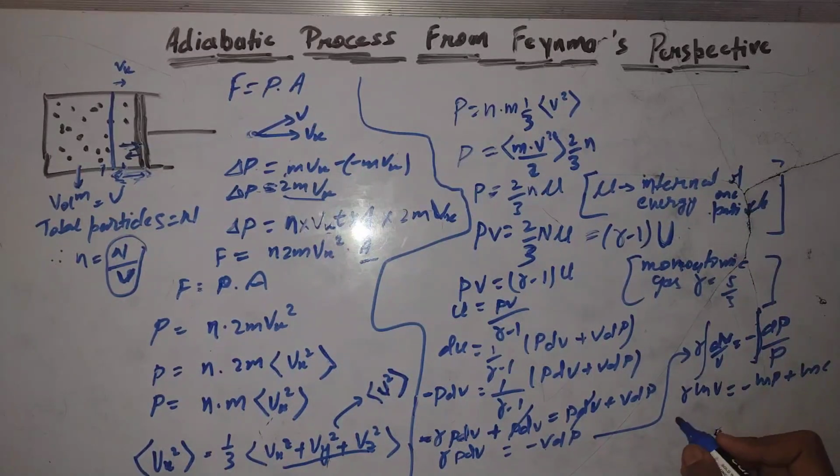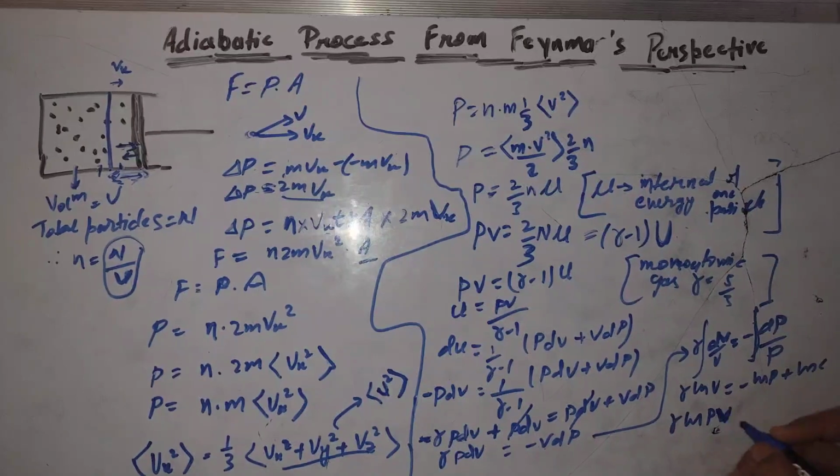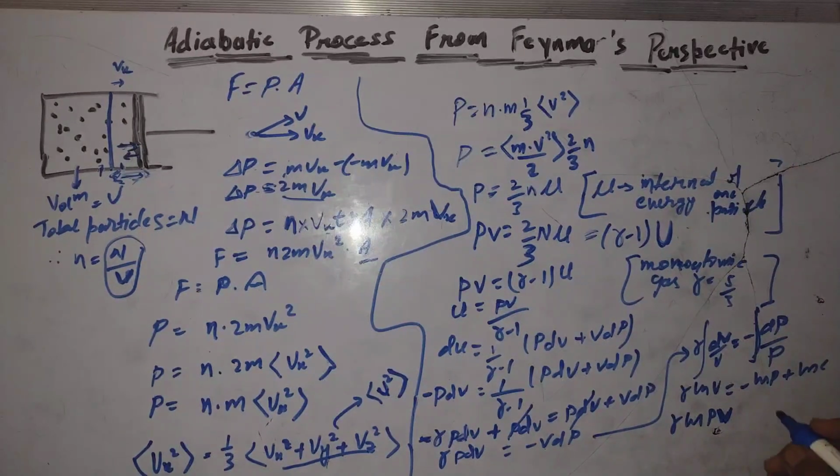I'll take this equation here, so we'll get gamma into ln V plus ln P, because the addition of two logs with the same base means multiplication, so ln of P V to the power gamma equals ln C. And in log we know that this constant can jump over, so we can write that PV to the power gamma equals C. That's a very familiar equation we derived, and that's the equation which I wanted to derive.